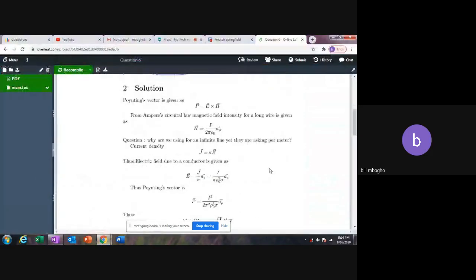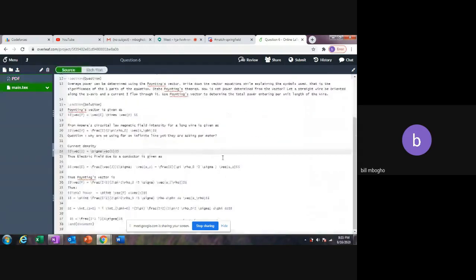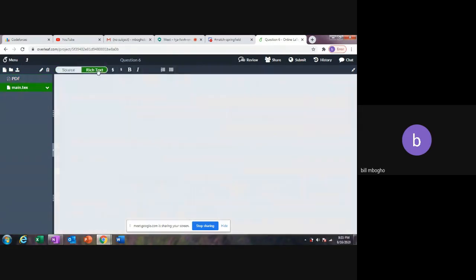The next step is to get the electric field, because that's the first step in getting Poynting's vector. In order to get the electric field, we use this formula. This is what we call Ohm's law in point form. J is equal to, sorry. Where am I?